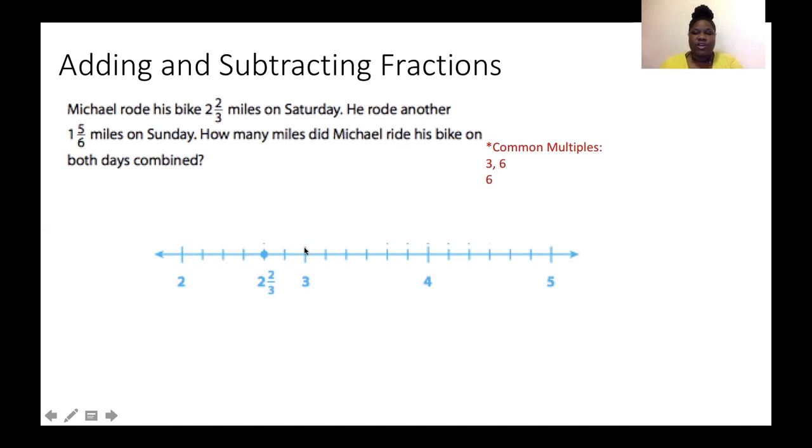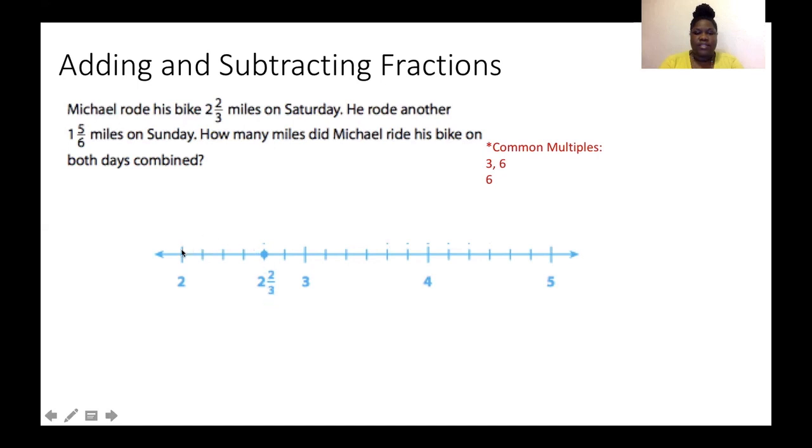So in between each whole number, there are 6 equal parts, which means this will be 2 and 1/6, 2 and 2/6, 2 and 3/6, 2 and 4/6, or 2 and 2/3, 2 and 5/6, 3 wholes. And it will repeat, and I will just change the whole number. 3 and 1/6, 3 and 2/6, 3 and 3/6, 3 and 4/6, 3 and 5/6, 4 wholes, and then it repeats.